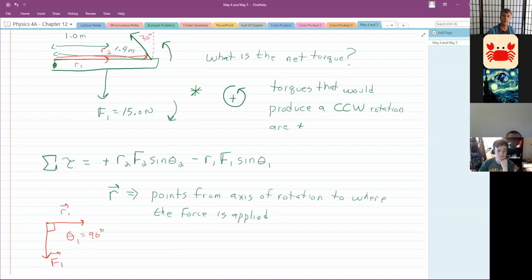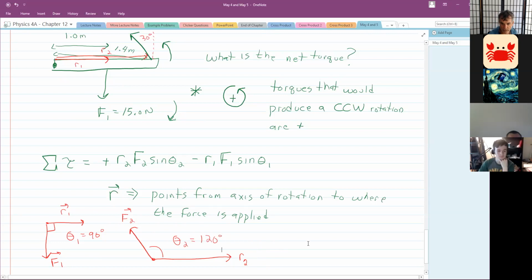Now, how about the angle between R2 and F2? That's a little bit trickier. R2, again, is pointing from the axis of rotation to where the force is applied. That's not R squared, it's R2. Hey, R2, R2D2, happy Star Wars Day. R2, and then F2 is applied up at an angle like this. So the angle that I would use for theta 2 when calculating the torque would be 120 degrees.